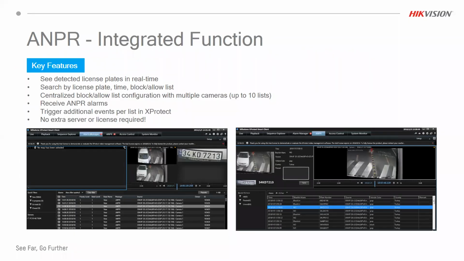An ANPR perspective in XProtect. So key features also, we are able to see detected license plates in real time. We can search by license plate, time, or even one of the lists that I mentioned earlier, whether they're allowed or disallowed on site. We can centralize these lists into a configuration with multiple cameras, so we can have up to approximately 10 lists. We can receive ANPR alarms. We can trigger additional events per list in XProtect. And the great thing is, again, no extra server or license is required.